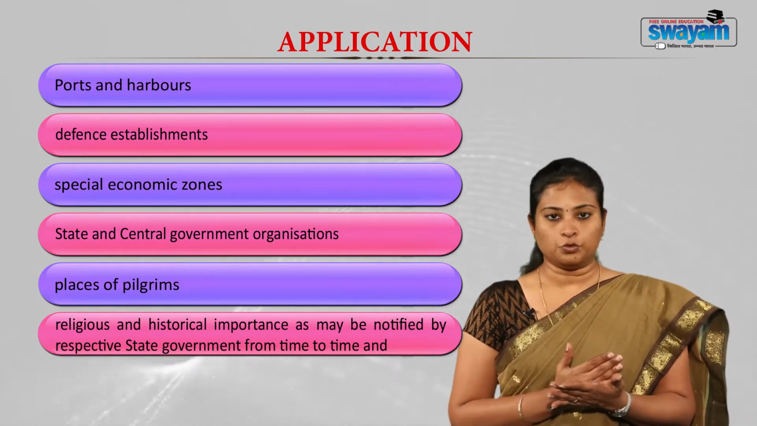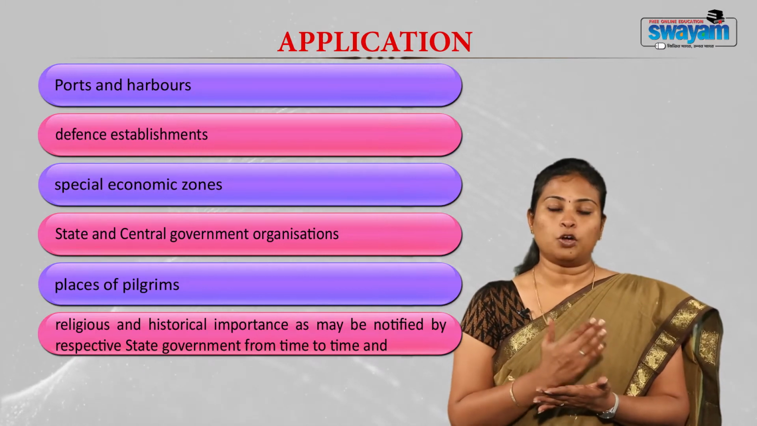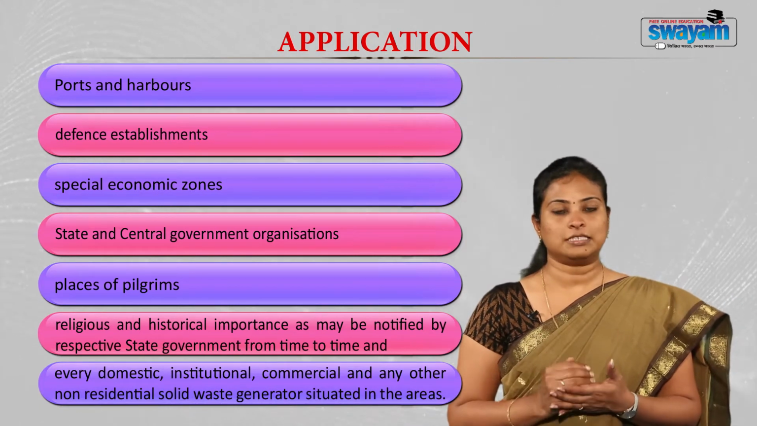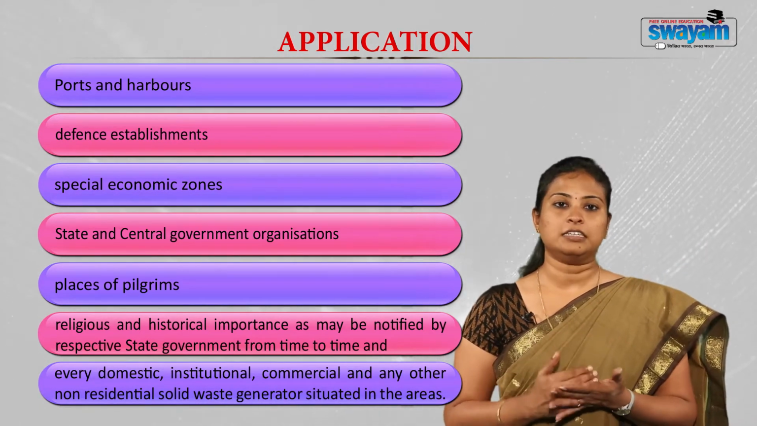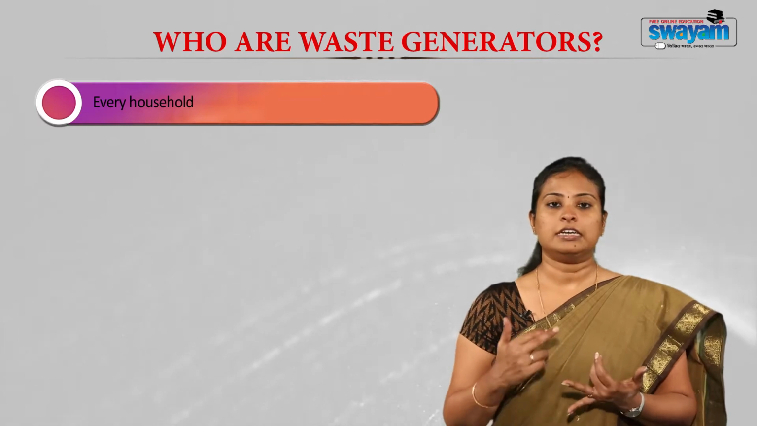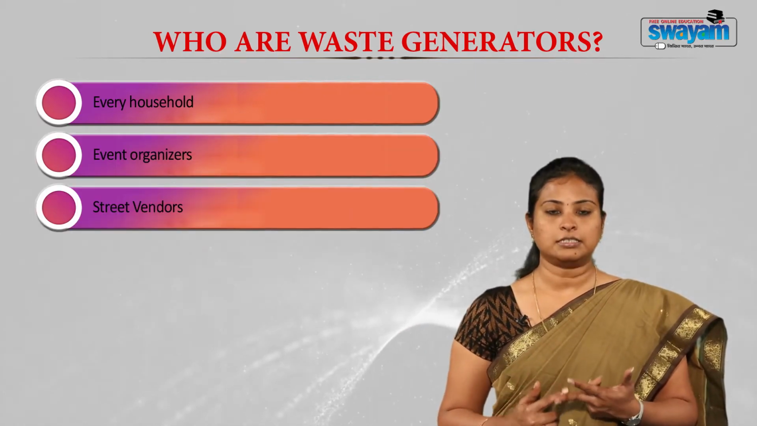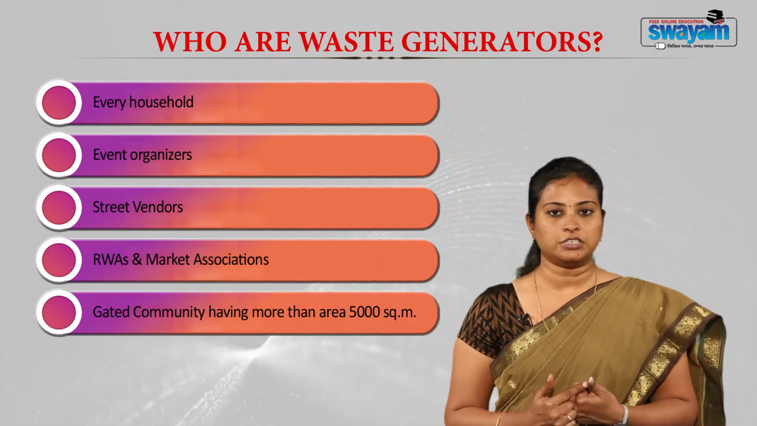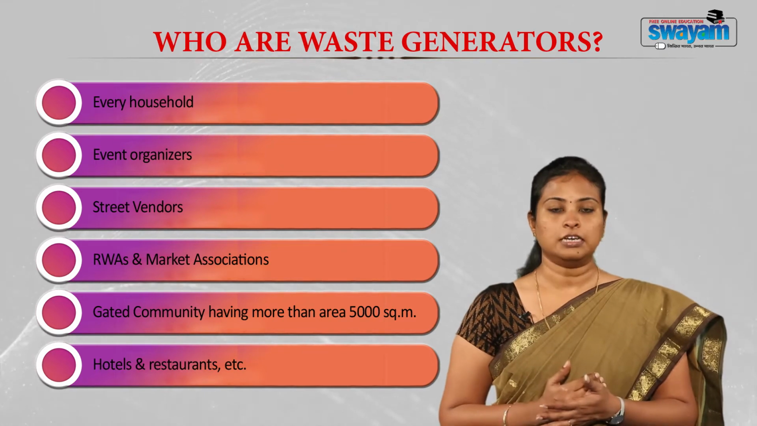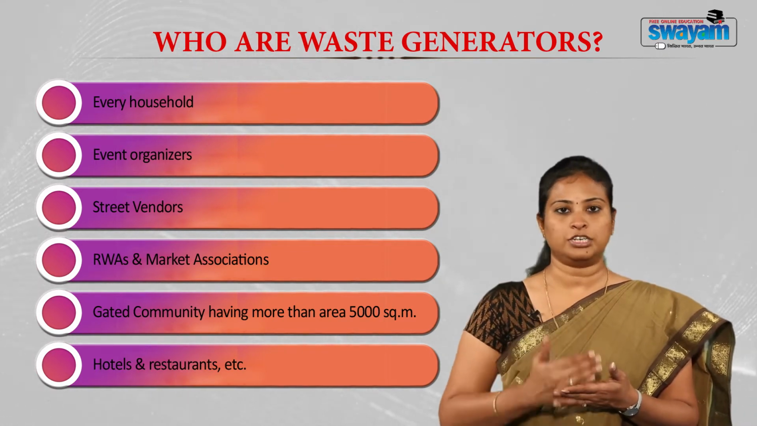The previous rule covered only the municipal region. The rule is also applicable to domestic, institutional, commercial and any other non-residential solid waste generators that are situated in a particular area. Before going into the details, you should know who the waste generators are. Waste generators are every household, event organizers, street vendors, market associations, gated communities having an area of more than 5,000 square meters, hotels and restaurants. These are the various waste generators.